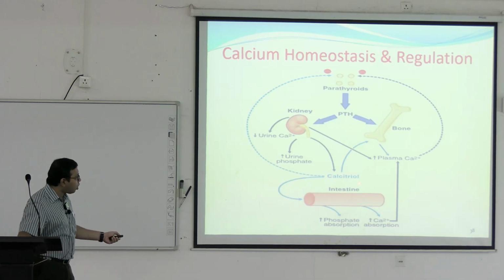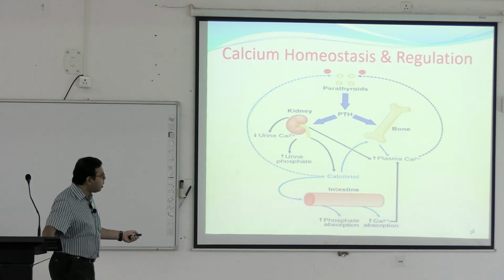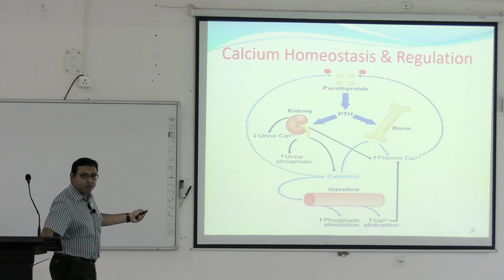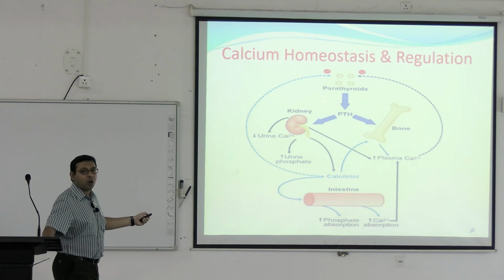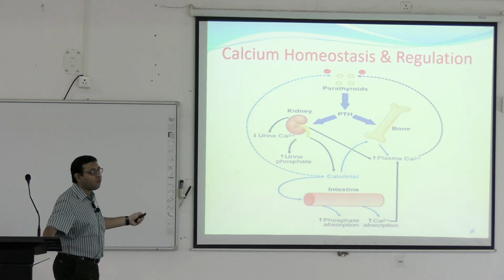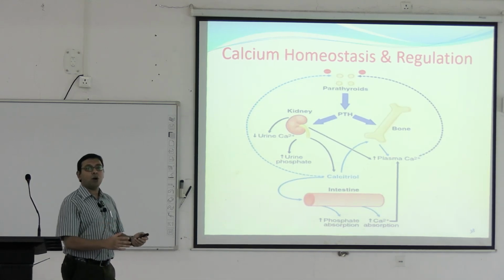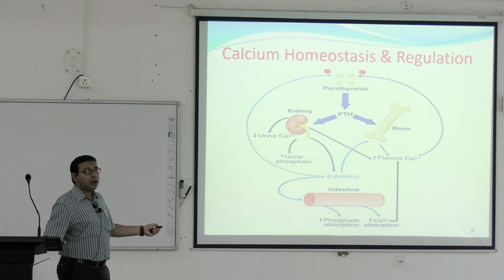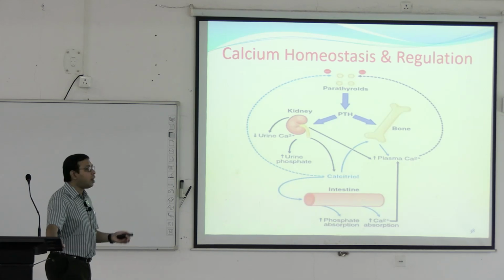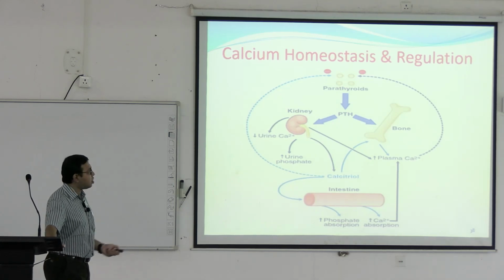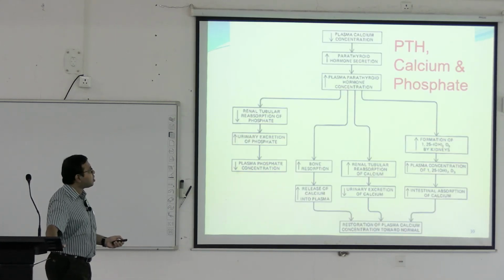Similarly, when there is more calcitriol, the active form of vitamin D, that also gives a negative feedback effect on the parathyroid gland, and that leads to less parathyroid hormone secretion. So basically, this is a feedback mechanism. When more is needed, there is more parathyroid hormone synthesis, and when it is not needed, there will be less parathyroid hormone synthesis. Thus, this is the calcium homeostasis and regulation.